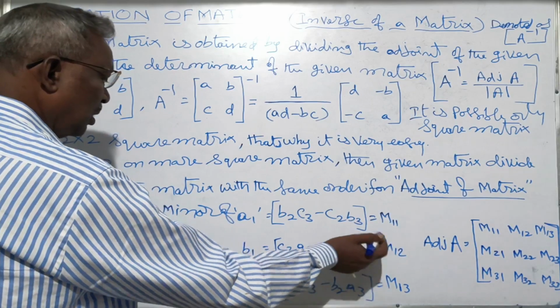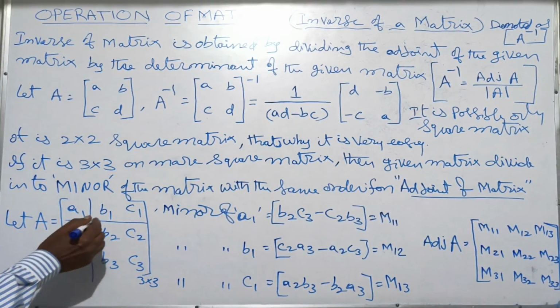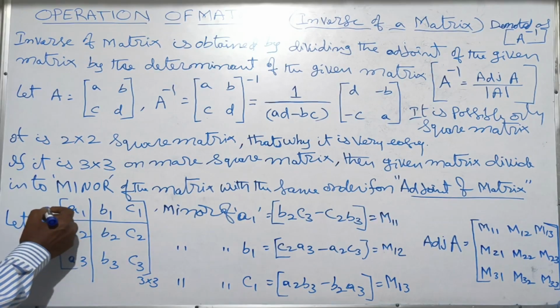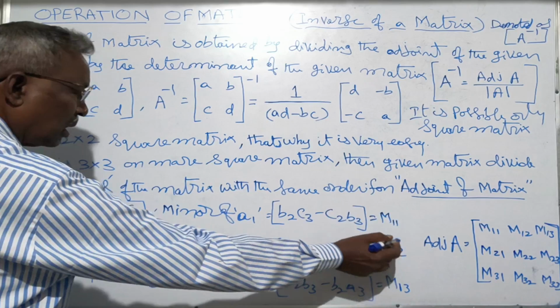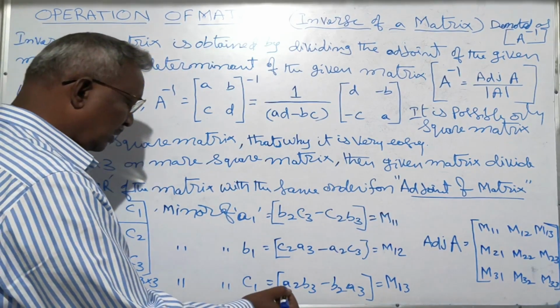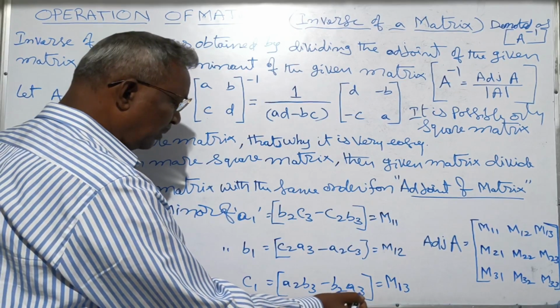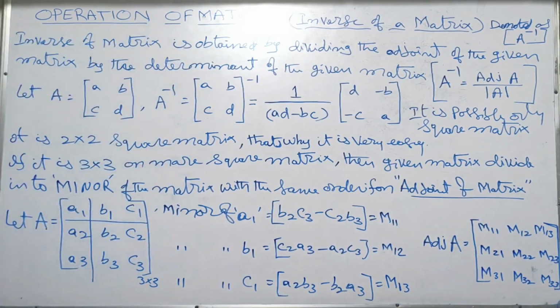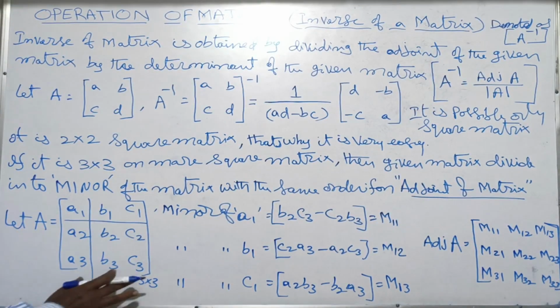That is equal to M12. M12 means minor of B1. That is first row, second column. Row and column. Next, minor of C1 means A2, B3, B2, A3. Minor of C1 is equal to A2, B3 minus B2, A3. That is M13. Similarly, for others also.